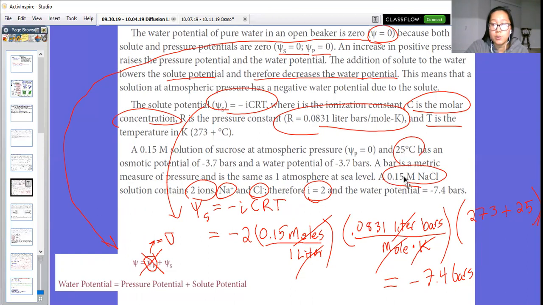So a 0.15 molar NaCl solution contains 2 ions, which are Na and Cl. Therefore, i equals 2 and the water potential is negative 7.4 bars. So when you compare this, actually, the concentrations are both 0.15, right? So they are the same. But because NaCl breaks down into Na and Cl as 2 separate ions, the i for this solution is actually 2, whereas sucrose does not break down, so the i for sucrose is 1. So basically, these two formulas are calculating the exact same thing, and the only difference between negative 3.7 and negative 7.4 is that NaCl is breaking down into 2 things.